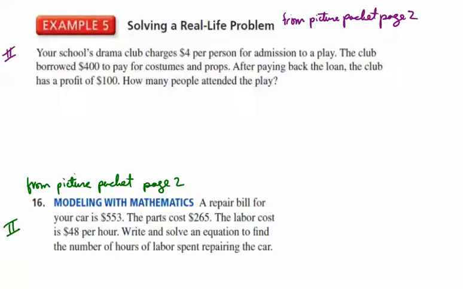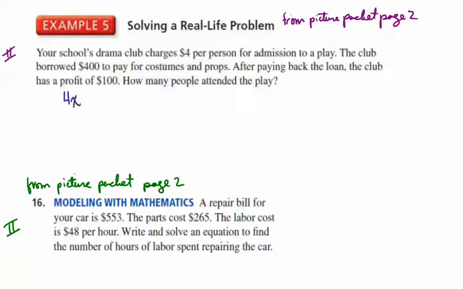Alright, so your school's drama club charges $4 per person for admission to a play. The club has borrowed $400 to pay for costumes and props. After paying back the loan, the club has a profit of $100. How many people attend the play?